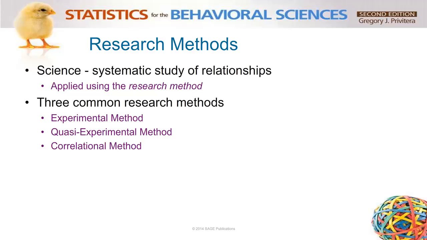There are a couple of different kinds of research methods. We have the experimental method, quasi-experimental method, and then the correlational method. Most of the research that we'll be talking about in this class will be correlational. We might talk about some quasi-experiments, maybe one or two experimental methods. We'll see how that goes. So I'll talk about those in the following slides.